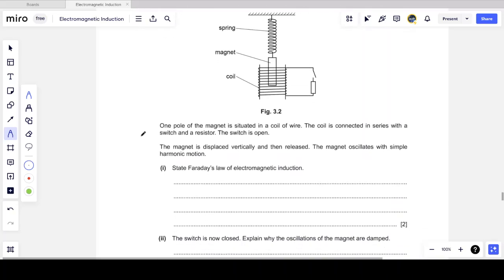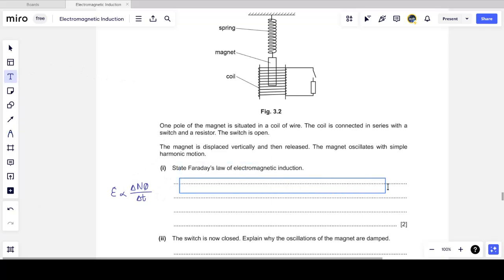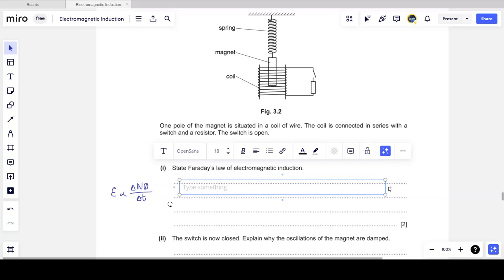First things first, state Faraday's law of electromagnetic induction. So, but for a warm-up question. Again, how do I remember it? Well, I remember the equation. The induced EMF is directly proportional to the magnetic flux linkage, delta NΦ by delta t, the rate of change of magnetic flux linkage. And then I can use this mathematical equation to formulate a definition.